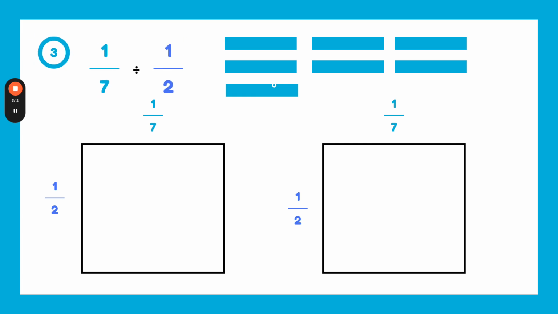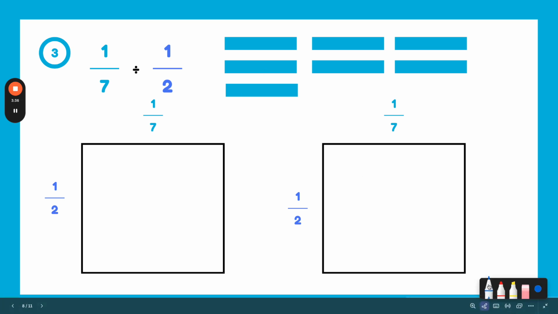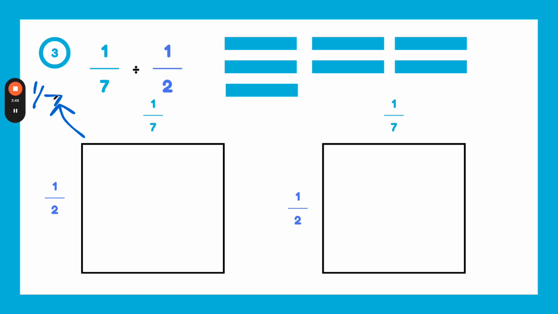Now, if we go back to our original problem, where we're asked to find 1 over 7 divided by 1 over 2, again, that is asking us to see how many groups of a half can be found in 1 over 7. So we have 2 squares given to us. Let's say this square represents 1 over 7, and this square represents our half quantity.